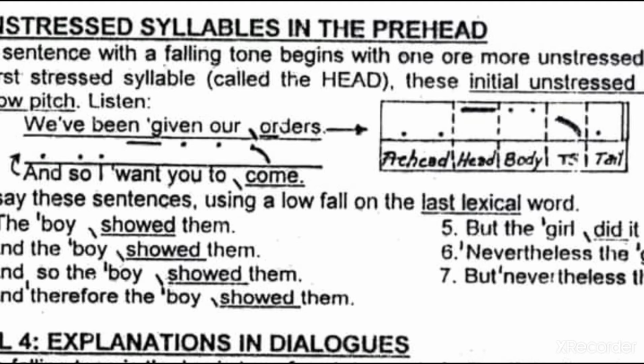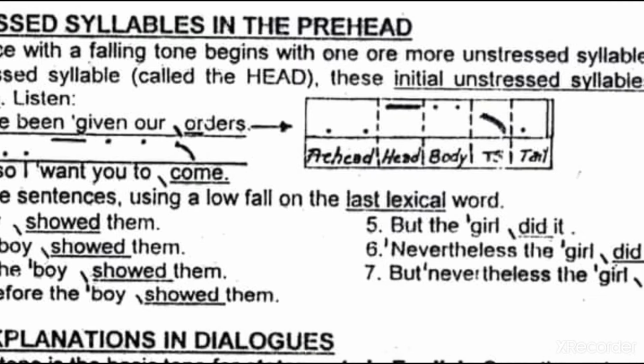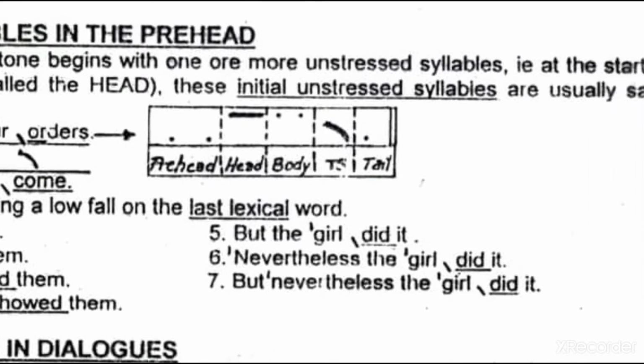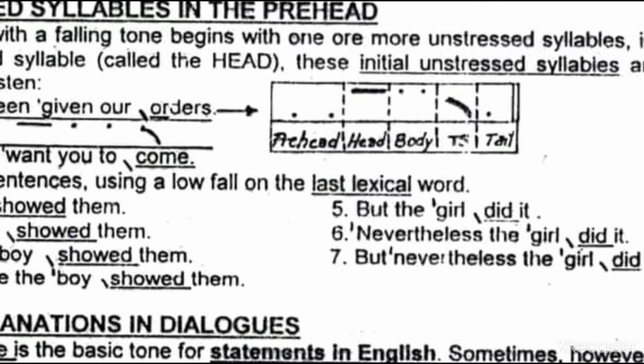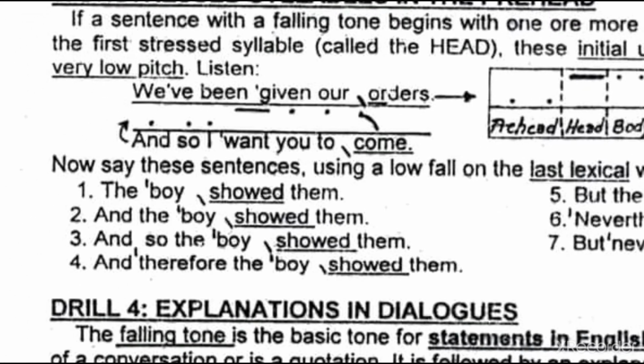Look to the right where we have the graphic representation of this utterance. We've been, we have 2 low dots. There are 2 unstressed syllables at the beginning of an utterance, so they constitute the pre-head. Given: gi is the first stressed syllable, so it is represented by a high long dash, then a high dot, our a high dot, orders where we have the TS, a curved line from a mid to a low, ders, which is the tail, a low dot.